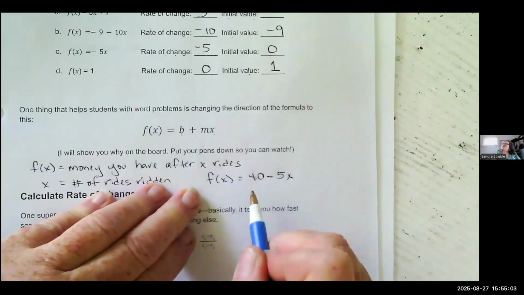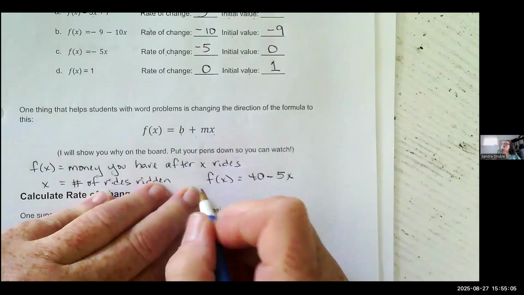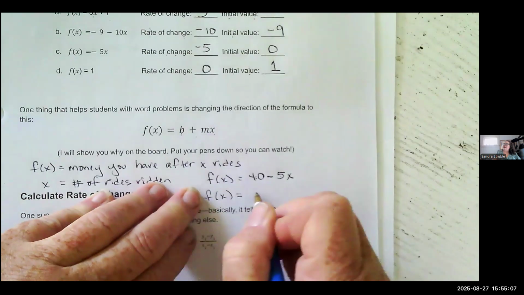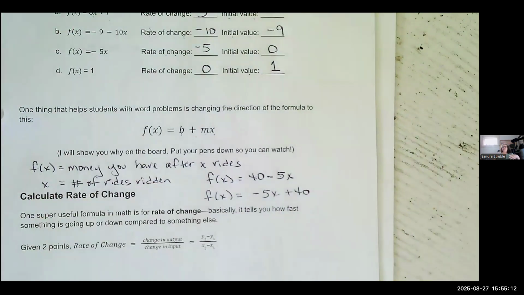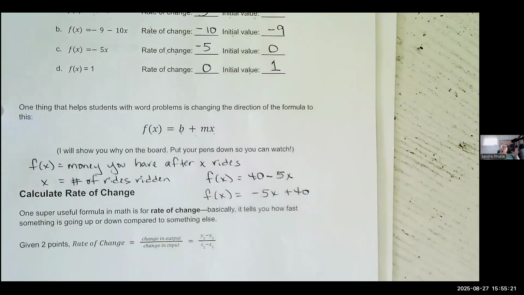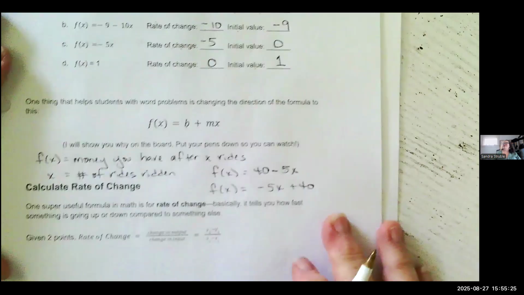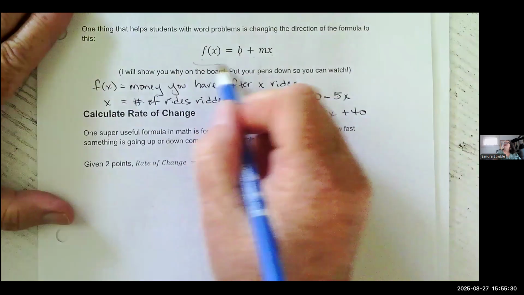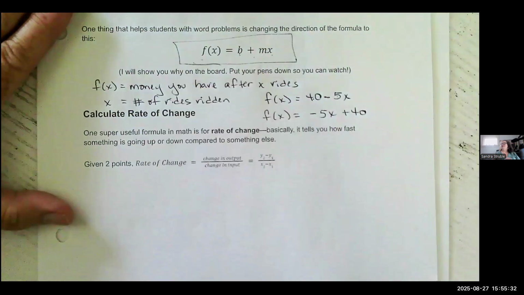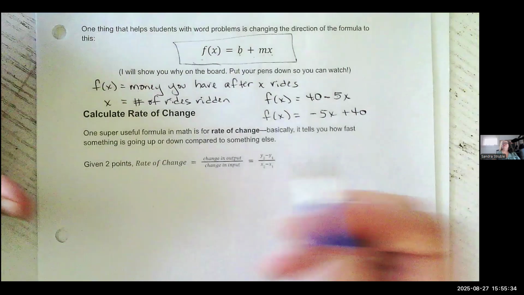Compare that to what if we wrote it like you learned in school, and that would look like -5x plus 40. And to me, that doesn't read as nicely. It doesn't make as much sense. You're subtracting $5 for every ride you've ridden, but you're given $40. It's not pretty. It's very confusing for me. So just with word problems, this is going to be brilliant for you. Give it a chance.